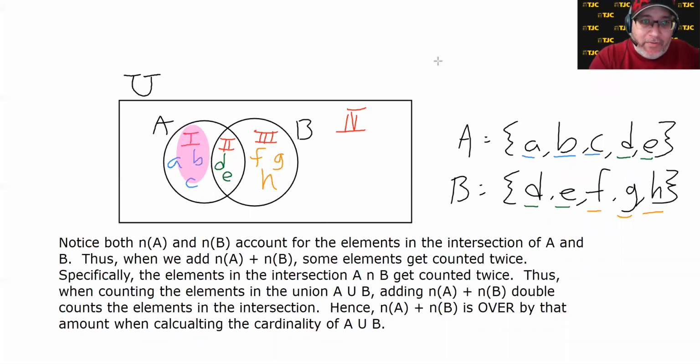When we added up everything, oh, it's not supposed to be that, hold on. There we go. When we add up the elements in this circle with the elements in this circle, the guys in the middle got counted twice. And so saying 5 plus 5 gives us a total number of elements is over by 2 because the 2 elements in the middle got counted twice. So we have to knock it down by 2 to bring it to the correct count.